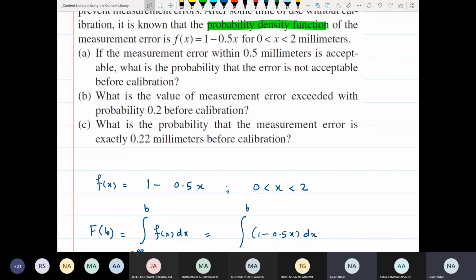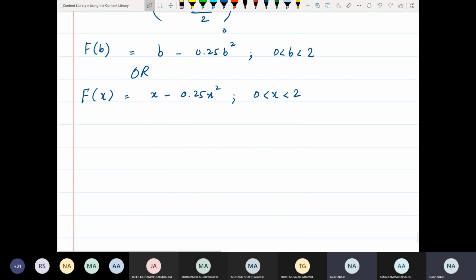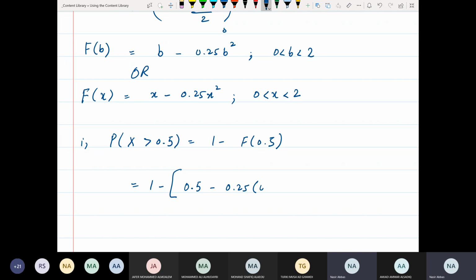If the measurement error within 0.5 millimeters is acceptable, what is the probability that the error is not acceptable before calibration? So not acceptable means that the error is more than 0.5. So the required probability is x more than 0.5. This is 1 minus capital F of 0.5. So that will be 1 minus capital F of 0.5, that will be 0.5 minus 0.25 times 0.5 square. Just plug in the values.